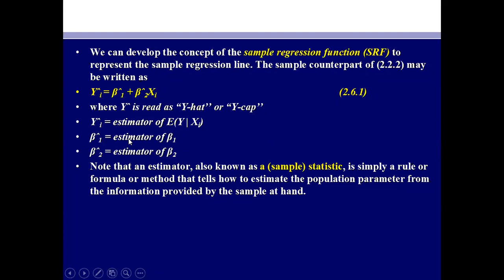Estimator and statistic are used interchangeably. Every statistic is basically an estimator, because every statistic is used to estimate the corresponding population parameter. Like you know that the sample mean is used to estimate the population mean. Therefore, beta 1 hat is used to estimate beta 1 and beta 2 hat is used to estimate beta 2, so we use estimator and statistic interchangeably.